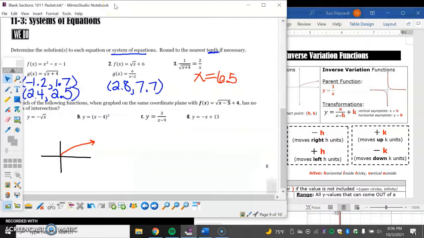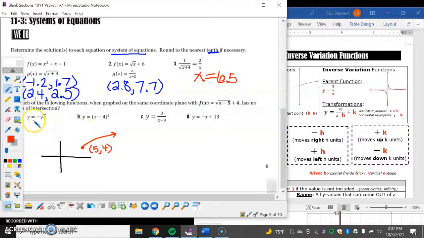So what would the negative 5 and positive 4 do? The negative 5 is going to move it to the right 4 units. Remember HITVO, the inside is what's tricky and moves it horizontally, and that's under the square root. And then the plus 4 is going to move it up. So this would have a starting point at positive 5, positive 4.